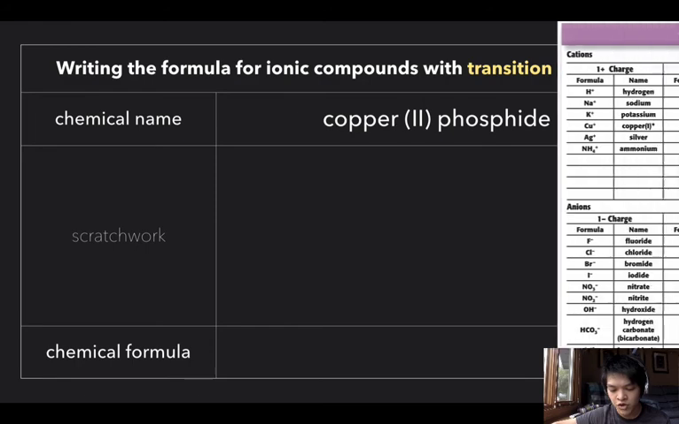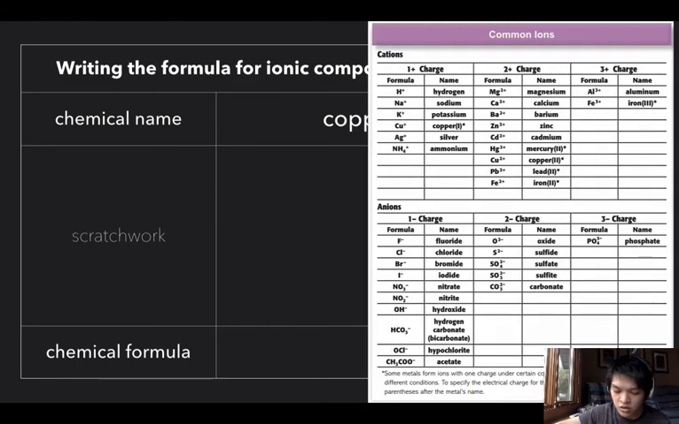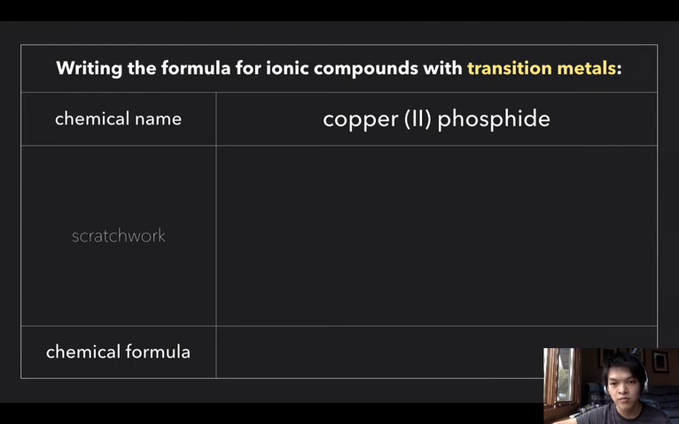Let's confirm copper one more time. Copper 2 is right there. Yeah, copper 2 has a positive 2 charge. Okay, so copper 2 has a positive 2 charge. Phosphide, if you remember, has a negative 3 charge. Do these charges cancel out? Positive 2, negative 3. They don't.